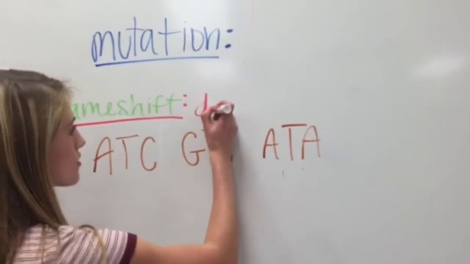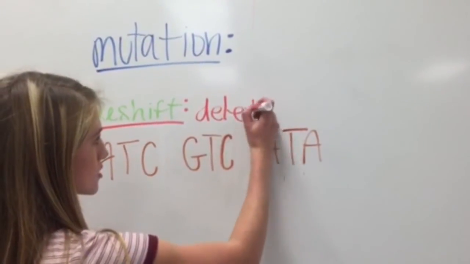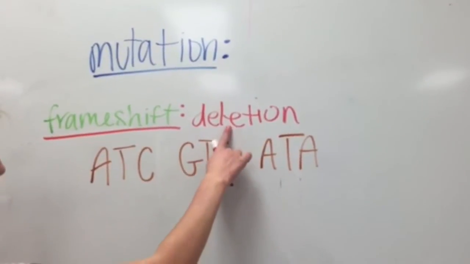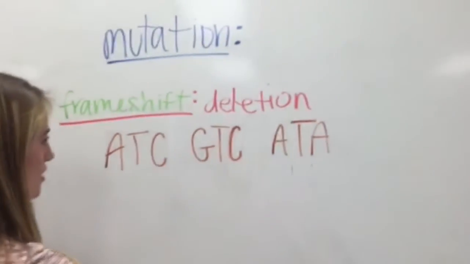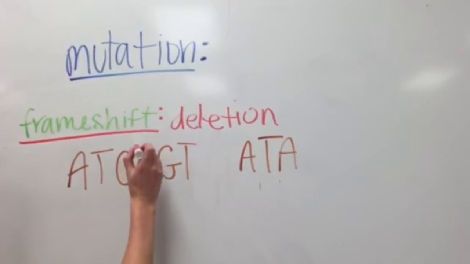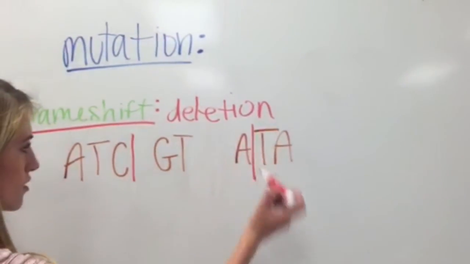Next is deletion. A deletion mutation is the same as an insertion, except instead of adding a base, we delete a base. Again, this will throw off how each codon is read and then will change the amino acids.